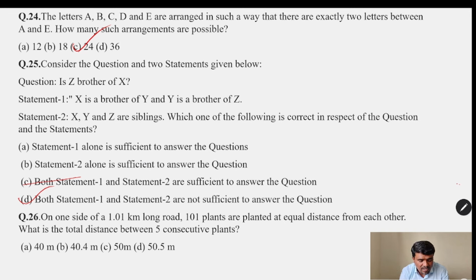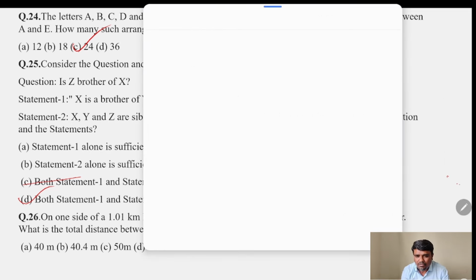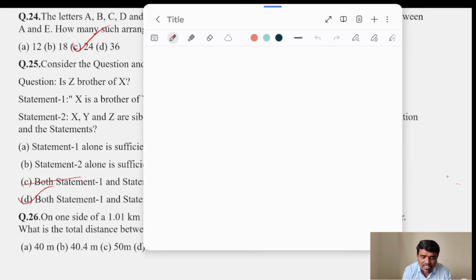Question number 26. On one side of a 1.01 kilometer long road, 101 plants are planted at equal distance from each other. What is the total distance between 5 consecutive plants? A similar question was given very long back, 2016 or 17. I forgot the year, but it is very similar, just the numbers are different. But this time, since it's the 2022 question, obviously the level of difficulty increases. How did they increase it? Simply they use the decimal point. Earlier it was simply 1 kilometer. This time they use 1.01 kilometer.